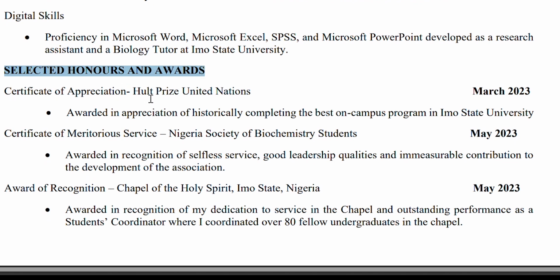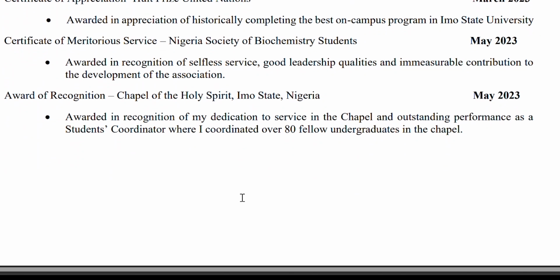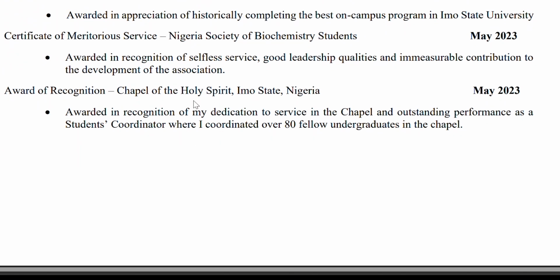Now, the last section is the selected honors and awards. Under this particular section, we have a certificate of appreciation for the Hott Prize. When did I get this award? March 2023. Awarded in appreciation of historically completing the best on-campus program in Imo State University. Woo, woo, woo! Somebody clap for me. Now, I also have a certificate of meritorious service, Nigeria Society of Biochemistry. I got a certificate awarded in recognition of my selfless service and all that. Award of recognition, Chapel of the Holy Spirit. I was a president for quite a long time while I was an undergrad. So at the end of the day, I was given a certificate.